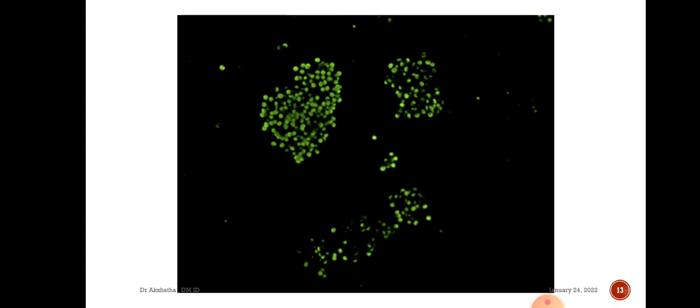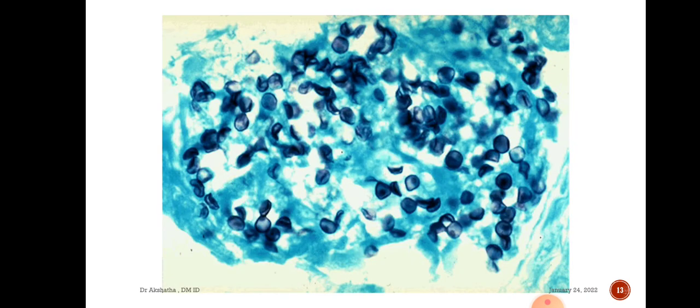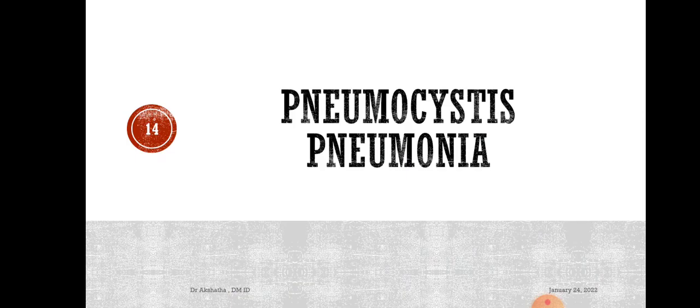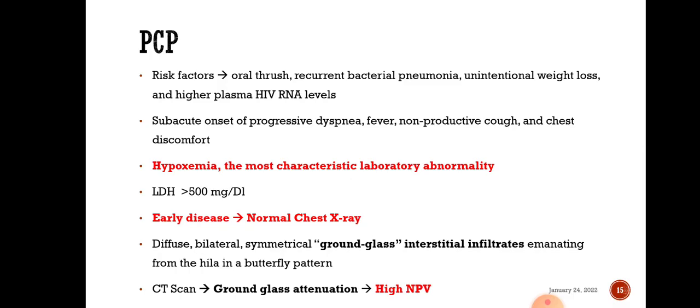So this was the BAL sample which was subjected to immunofluorescence, which was showing this, as well as your Gomori methenamine silver staining showing your typical ping pong ball appearance. So this was a case of Pneumocystis pneumonia. So what are the risk factors?